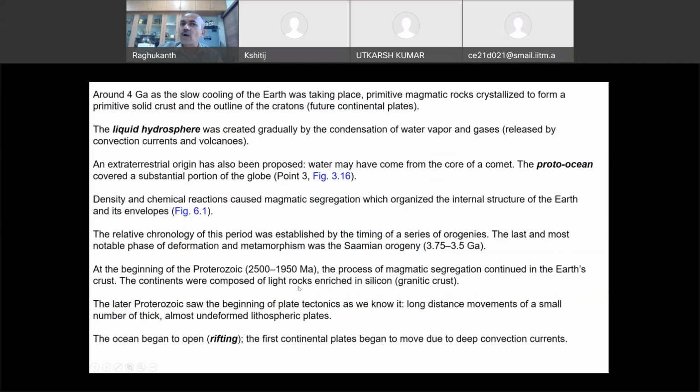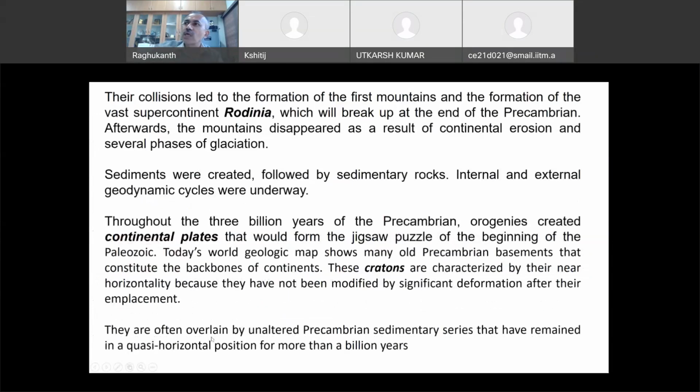Continents, say, light rocks enriched in silicon, started coming. So then the ocean began to form. Continents and plate tectonics also came into the picture. So these are collisions.